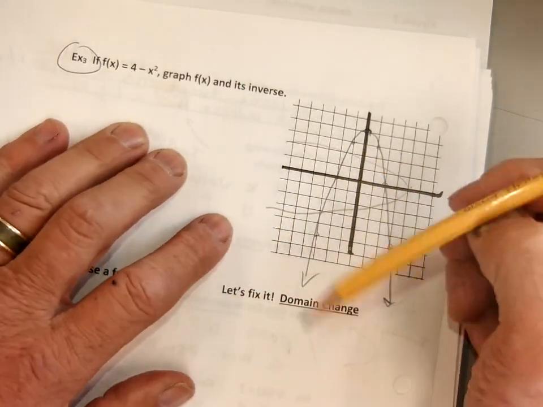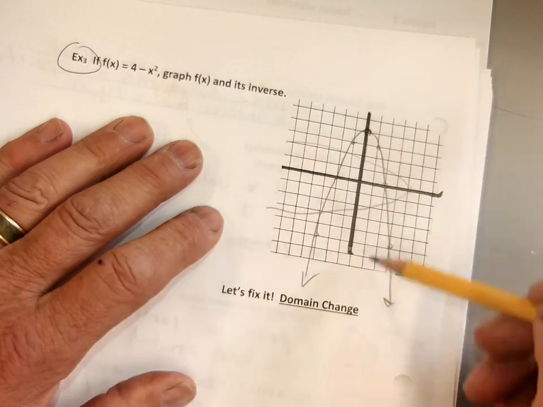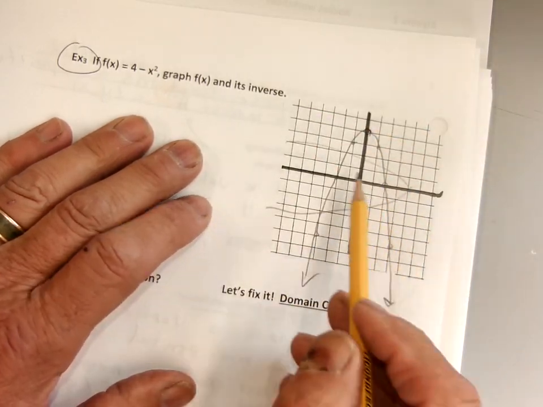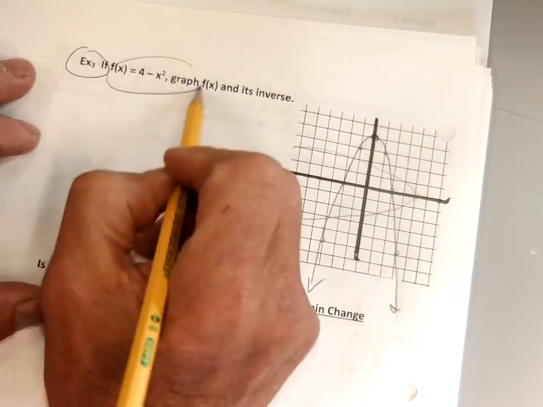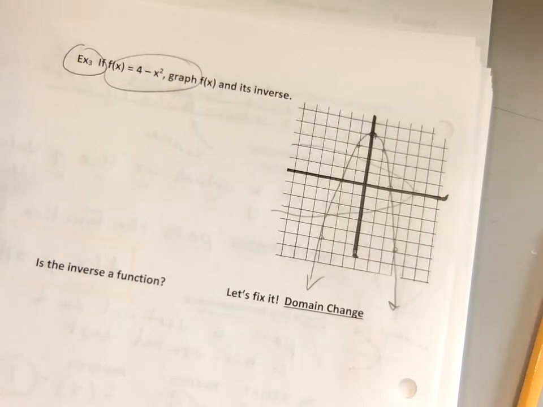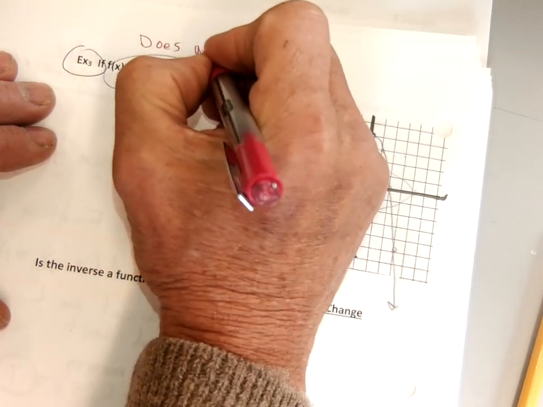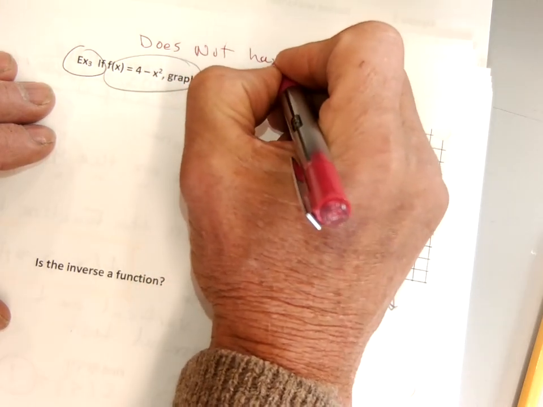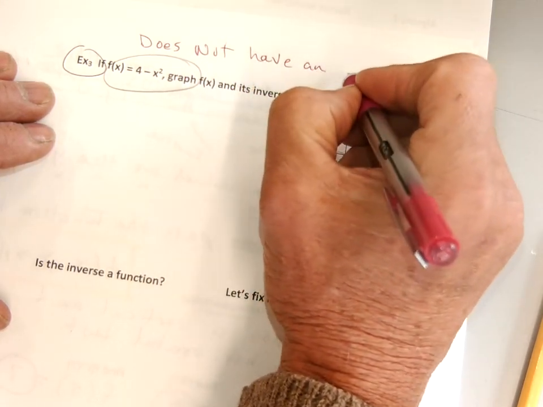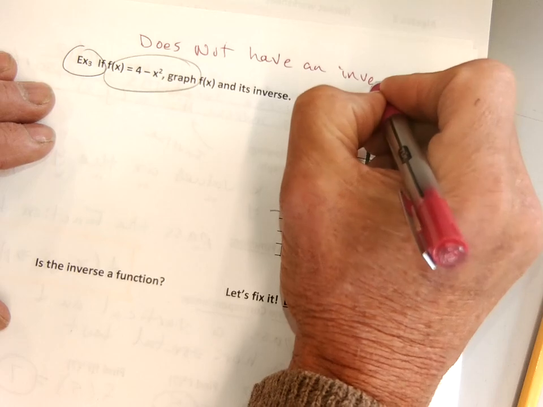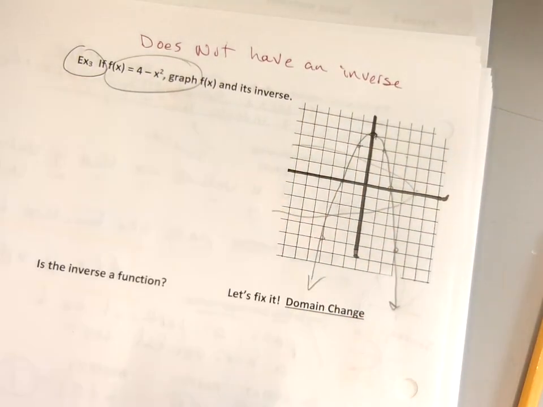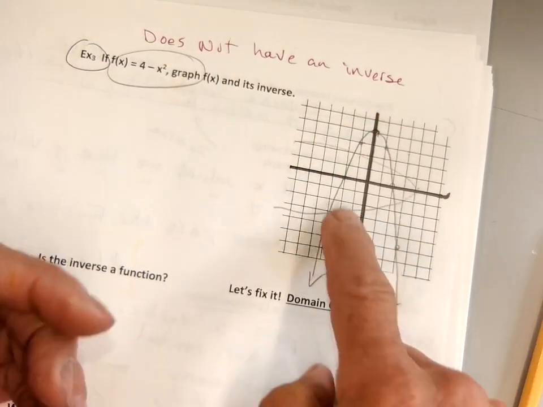Now, here's the problem. This does not fit the vertical line test. So this does not have a function, or I'm sorry, does not have an inverse. Can't, because when you take it and you draw its inverse, the inverse is not a function.